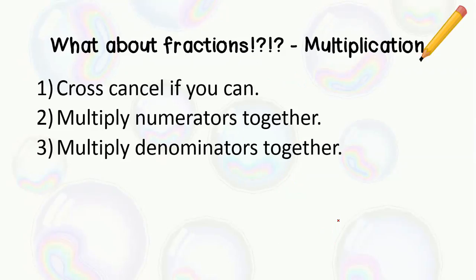Now, what do you do if you multiply? What are you going to do about those fractions? You're going to want to cross-cancel if you can. So if you get a 3 and a 12 across from one another diagonally, you can cancel those together. Then you're going to multiply the numerators, multiply the denominators, and simplify if you need to.